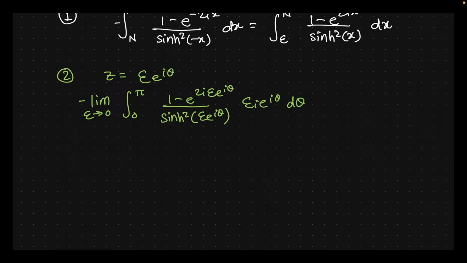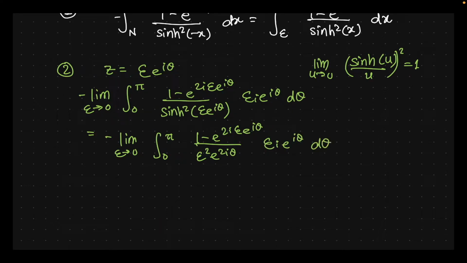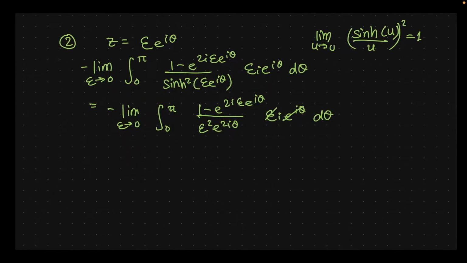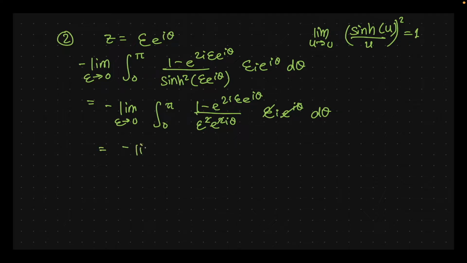So what happens here is we can use a property that sinh u over u as u goes to 0 is 1, and the square of that is also 1, obviously. So we can use that to replace the denominator in the limit. This is a common trick when we have a multiplicative factor like that. Simply replace it. The advantage is that some epsilon and e to the i theta factors cancel out nicely.